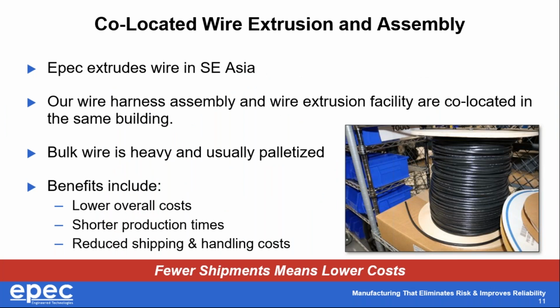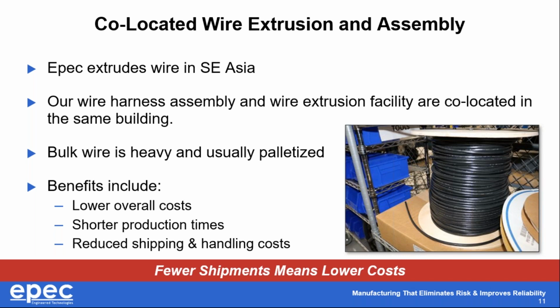Additionally, one of the ways Epec can help our customers get to market faster with less risk is the fact that we extrude our wire in Southeast Asia. This is co-located in the same facility where we strip, cut, assemble, and overmold the majority of our cable assemblies. There's several benefits to the customer, but overall it helps get product to our customers faster with less cost and reduced overall risk.